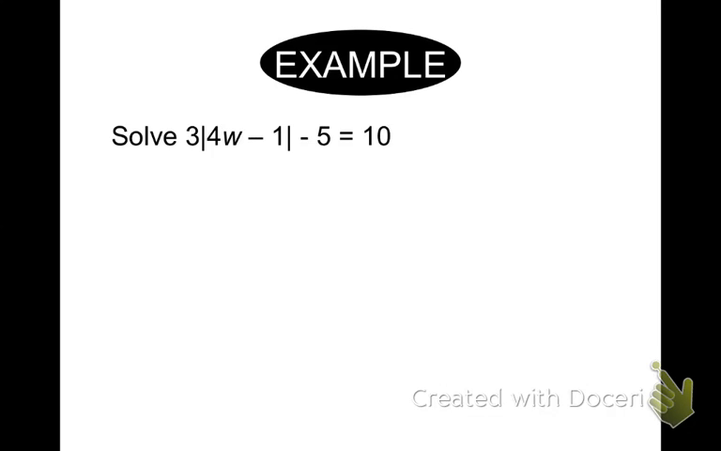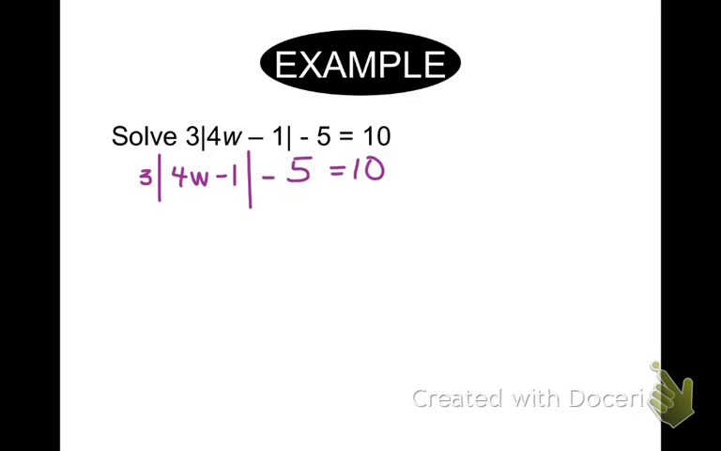So we have 3 times the absolute value of 4w minus 1, and then outside of the absolute value is a minus 5 equals 10. What's different about this problem than the last problem? It has a 3 outside the absolute value. And what else? There's a negative 5. Yeah, and a negative 5.